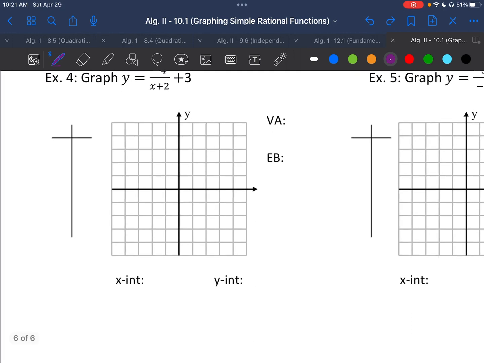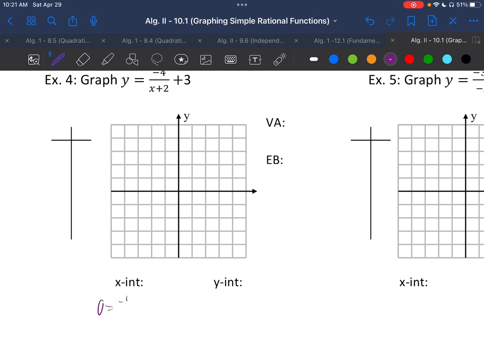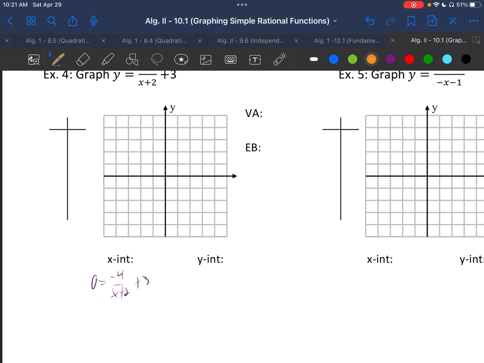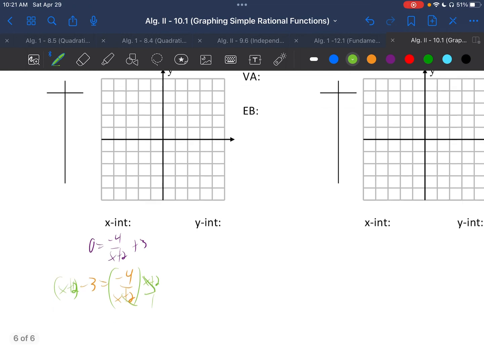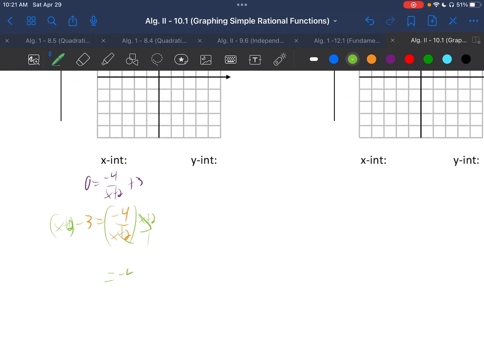So finding the x-intercepts, I'm going to make y 0. So I'm going to have 0 equals negative 4 over x plus 2, plus 3. First step would be subtracting the 3, getting negative 3 equals negative 4 over x plus 2. This time, we multiply each side by x plus 2. The right gives you negative 4 still, all the same. The left-hand side, you get to distribute, and you get negative 3x minus 6.